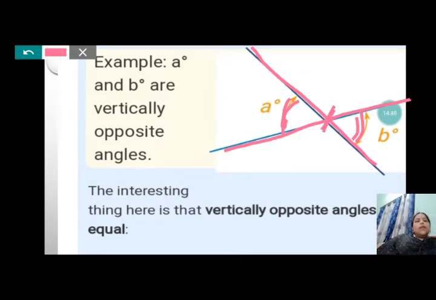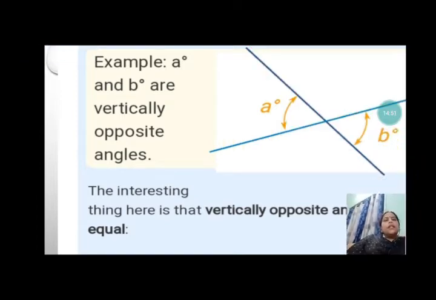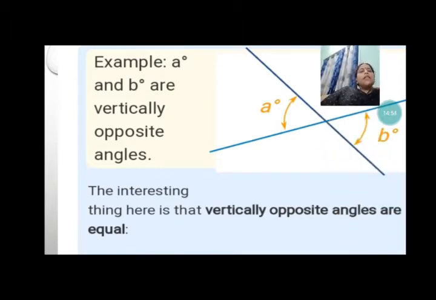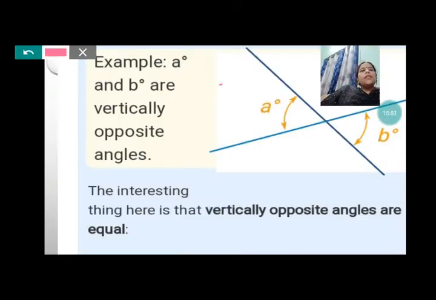So the interesting thing here is that vertically opposite angles are equal. What you will find is that the vertically opposite angles are equal to each other. That means if A is 40 degrees, then B will also be 40 degrees. So vertically opposite angles are equal to each other.